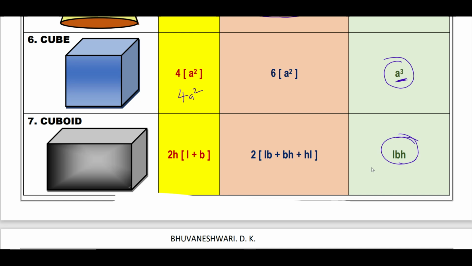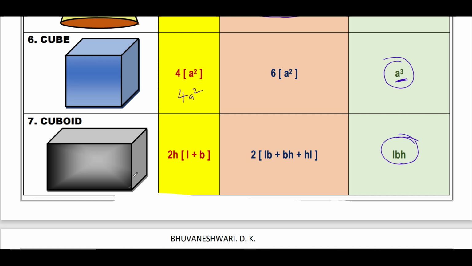Students, before solving problems, after reading the question, you should know what to find, whether it is CSA, TSA or the volume. You should completely analyze the question and decide whether you need to find out CSA, TSA or volume. That is what most of the students feel difficulty with. Volume you can directly calculate by using the formula.